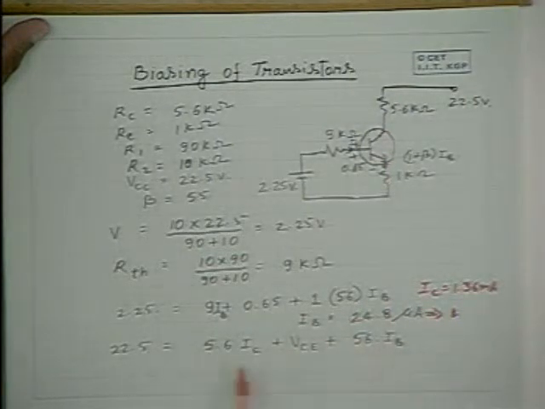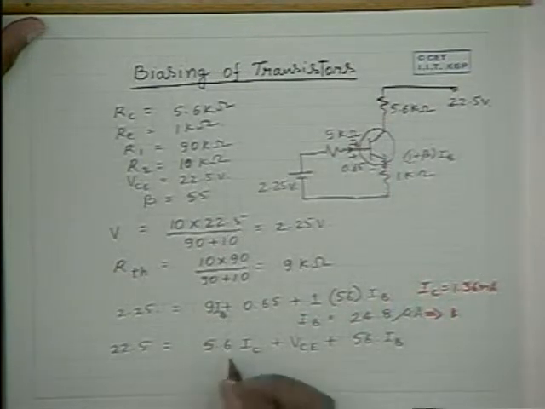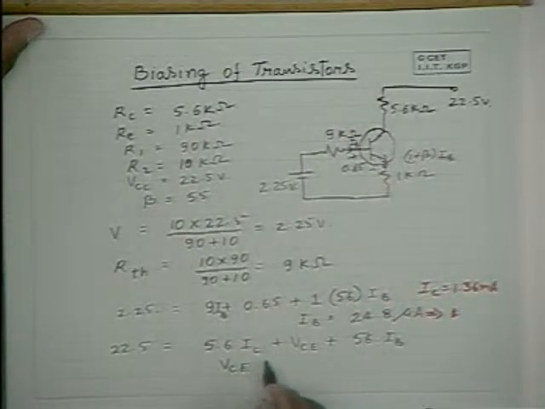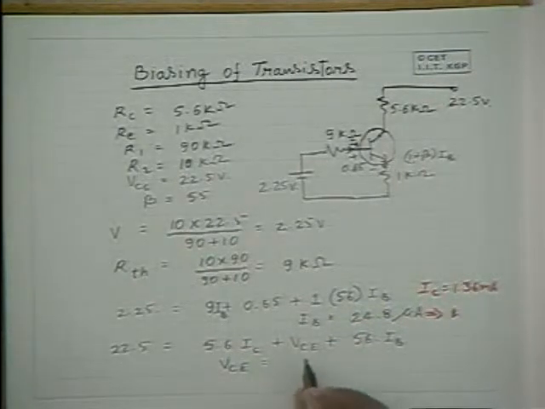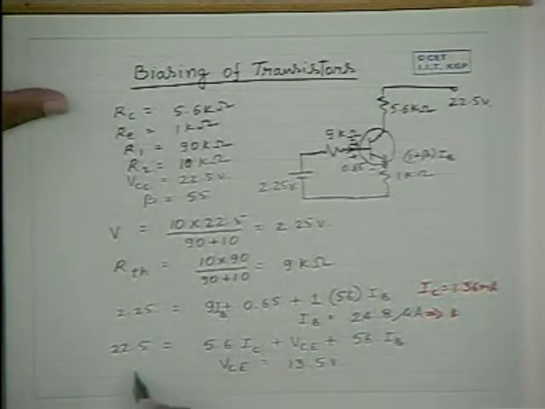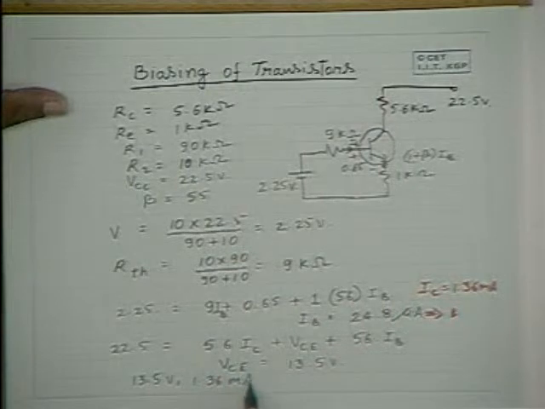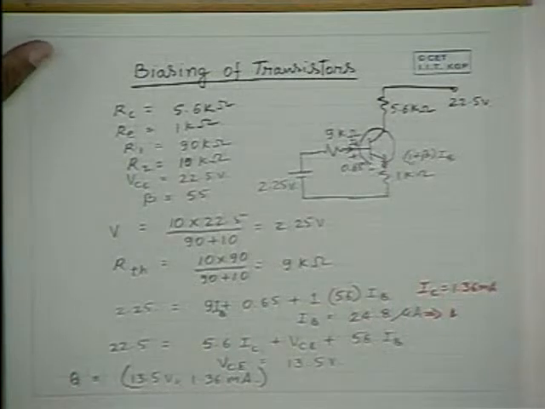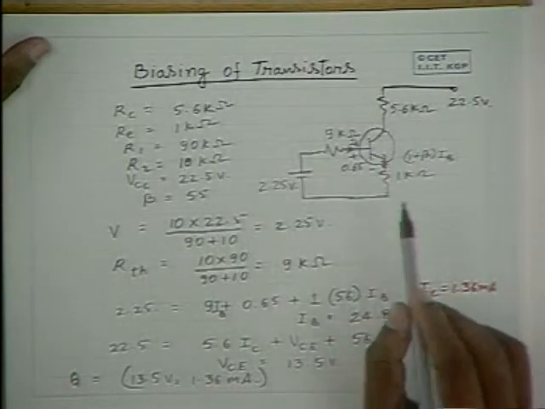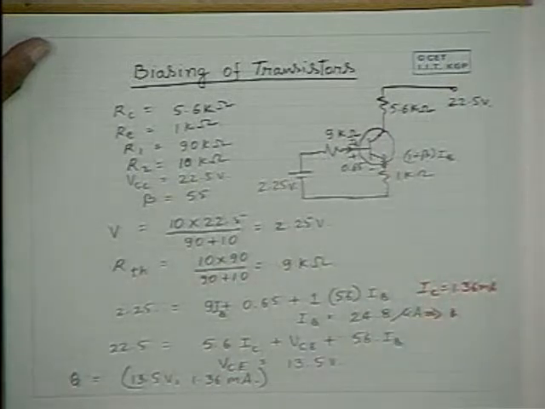Now by substituting for IC and IB here, from this equation we can determine the collector to emitter voltage VCE as 13.5 volts. Therefore, now the Q point is 13.5 volts and 1.36 milliamperes. So this is the Q point. So this is how, using the Thevenin's equivalent, we can analyze a given circuit and determine the Q point.